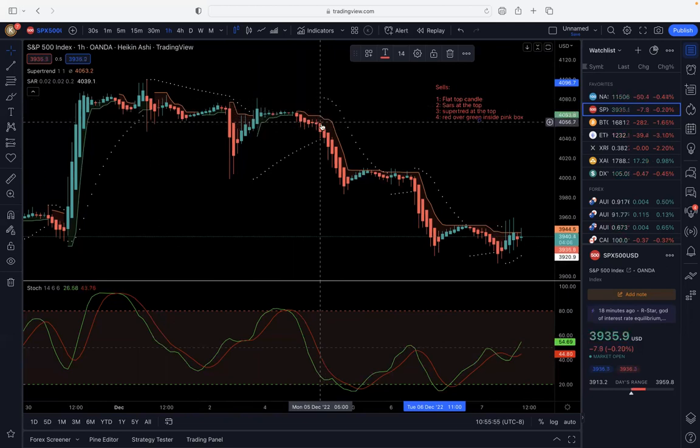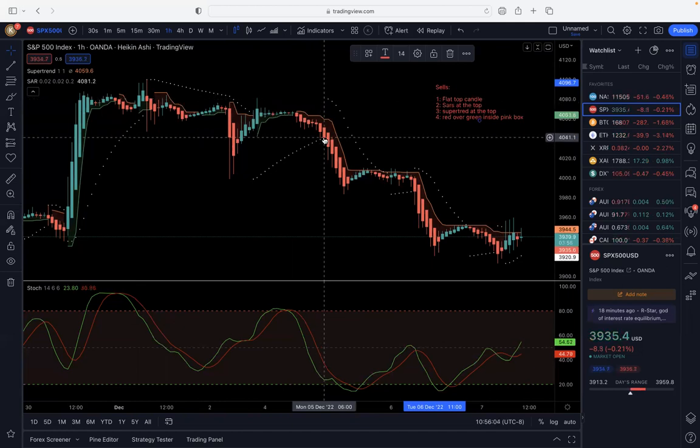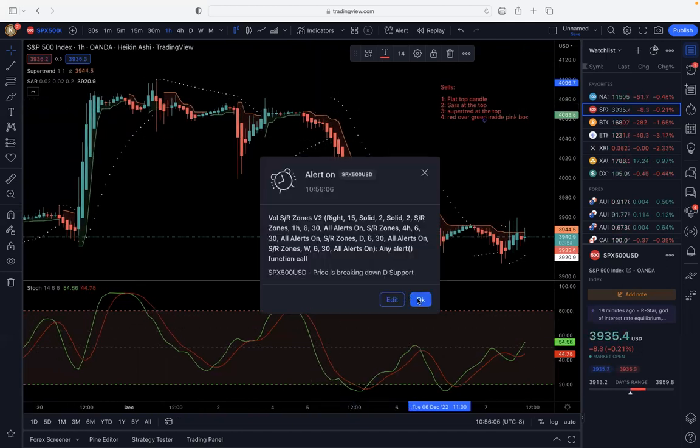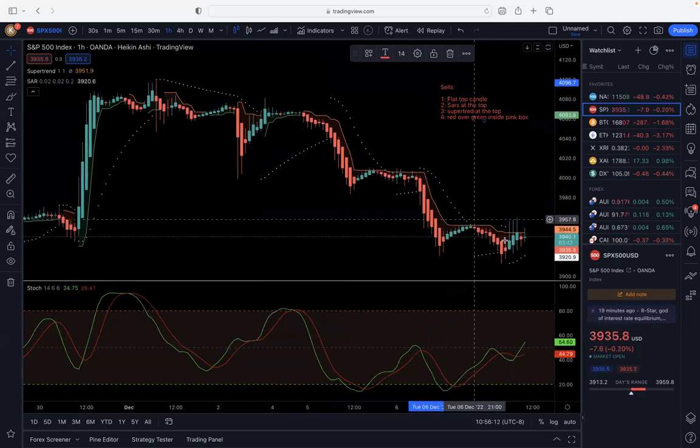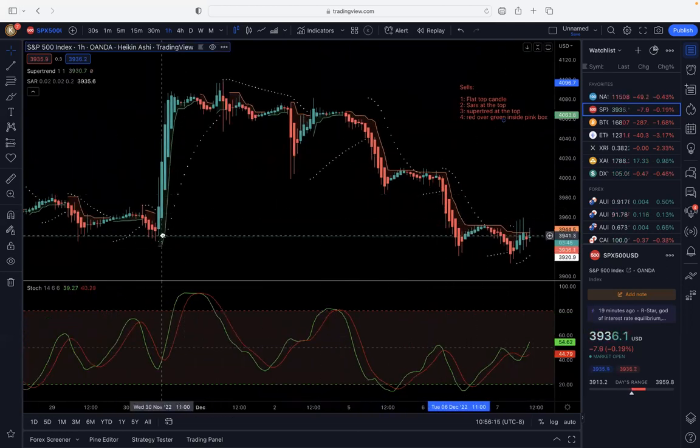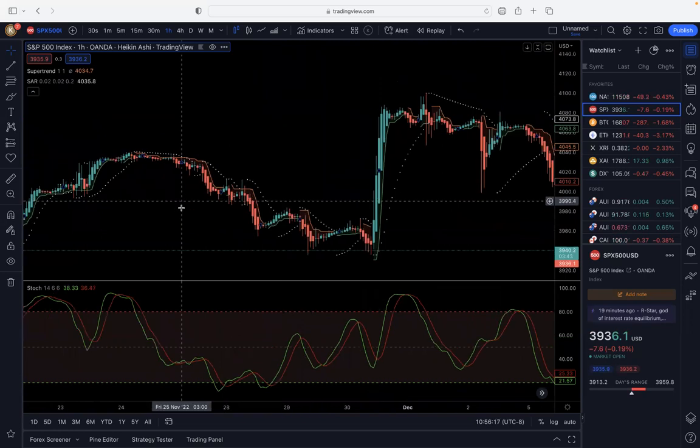We got a flat top candle, red super trend at the top. I guess it's technically this next one. We got the SARS at the top. The SAR broke, right? Red over green inside the blue box. Melt. It's very, very simple. Let's see if we can find another one.